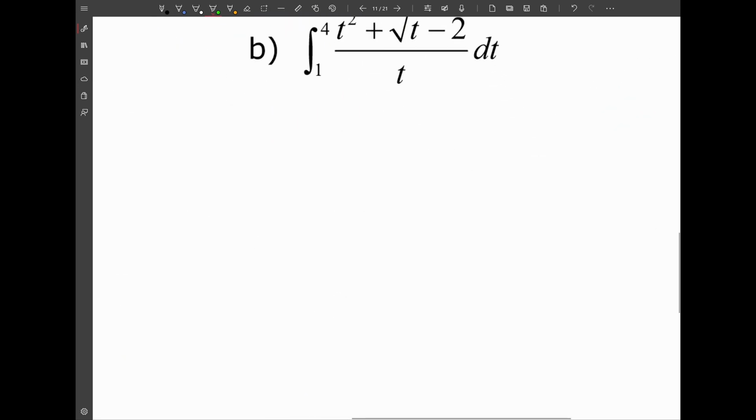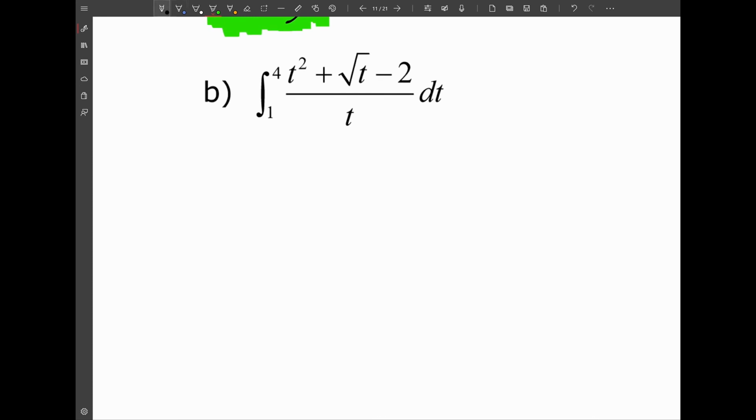Okay. Finally, with this guy right here. Now, what I'm going to do first is I'm just going to rewrite this a little bit before I attempt to do any crazy math with it. So I'm going to rewrite this as t squared over t plus t to the 1/2 over t minus 2 over t dt.